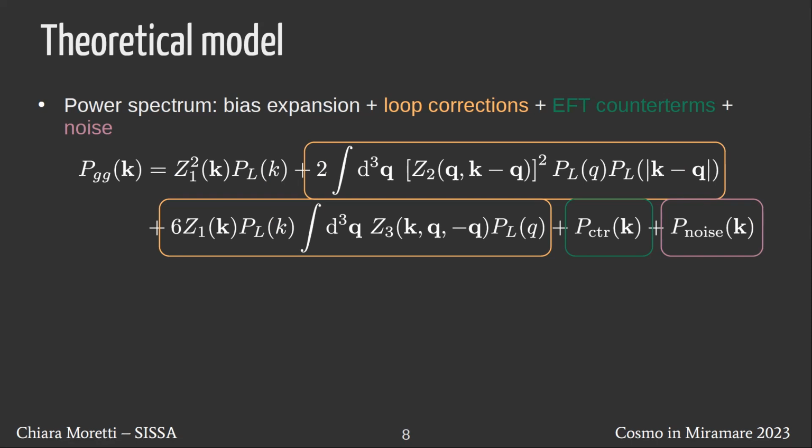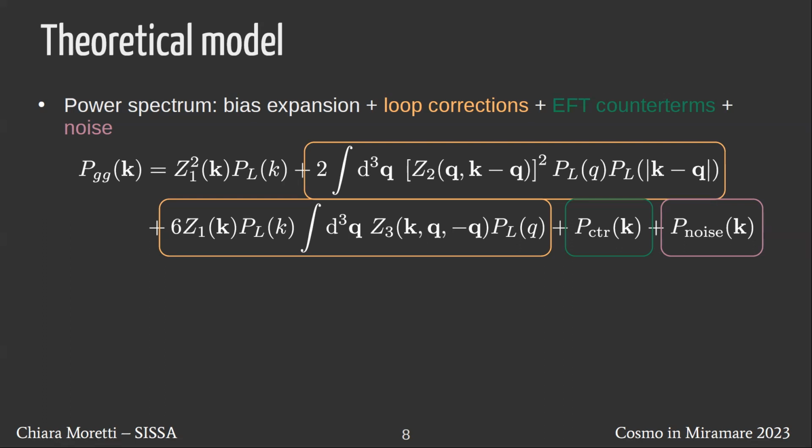And this used to be the bottleneck of the theoretical computation in terms of time. But new developments, new algorithms allowed us to take down the computational time to milliseconds, as I said. Then this effective theory-based model has some counterterms, and these are simpler to compute. They're not integrals, and they allow us to somehow include in the model our ignorance about small-scale physics concerning the structure formation. And then we have some prescription for noise.